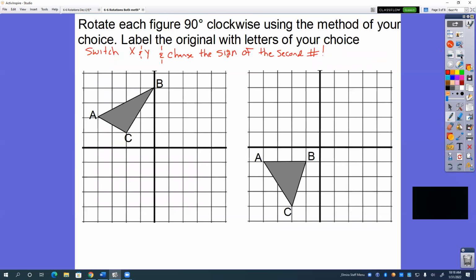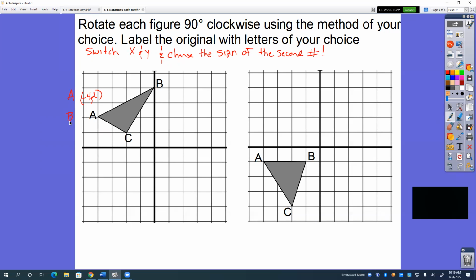Okay, for the sake of the video, I'm going to just use method 2 for right now. Okay, so for method 2, all we're going to do is switch the X and the Y and then change the sign of the second number. Okay, so for our coordinates would be -4, +2 for A.